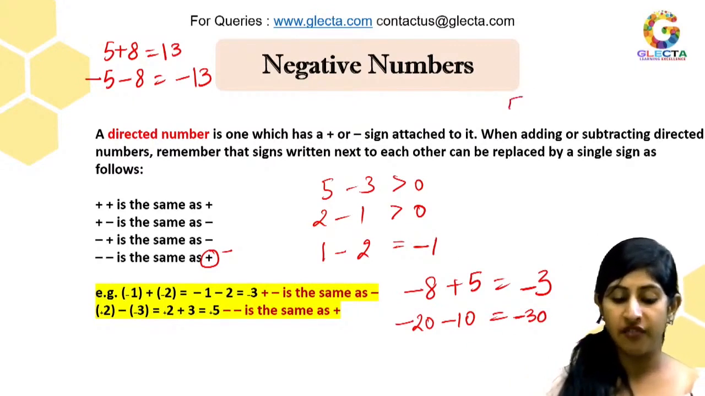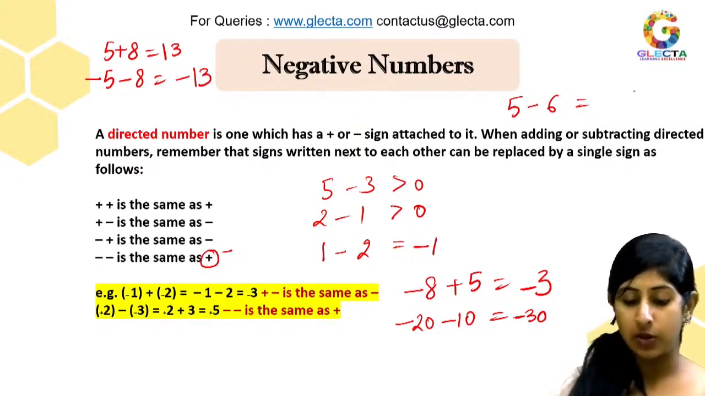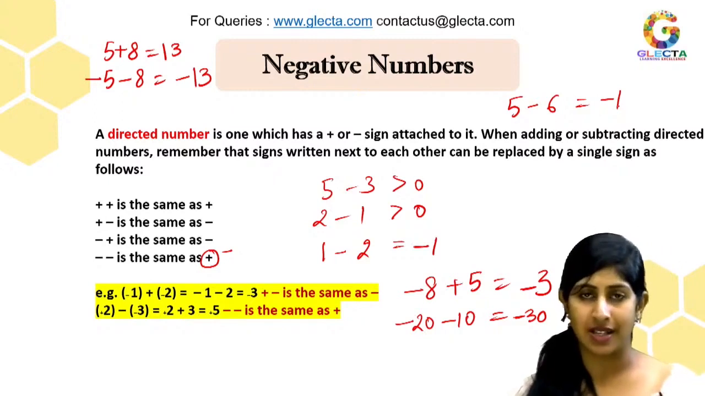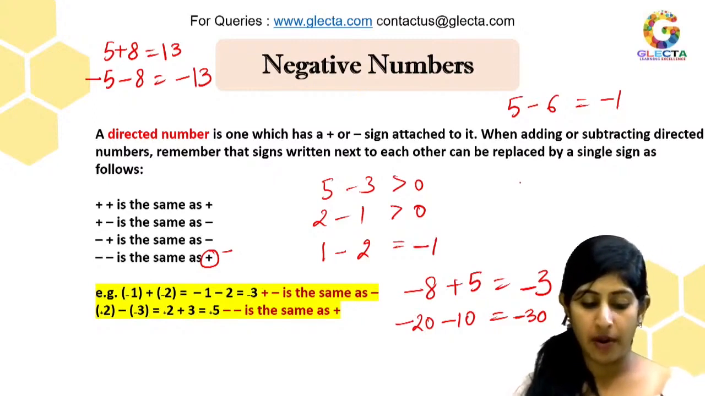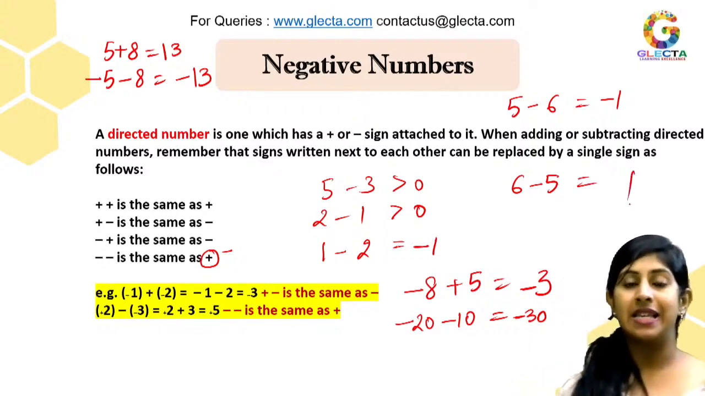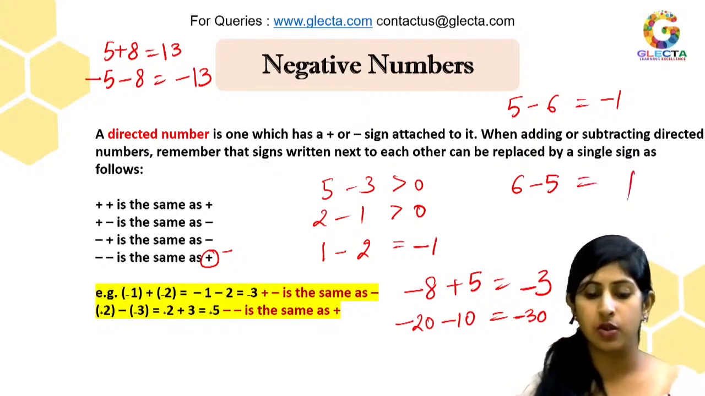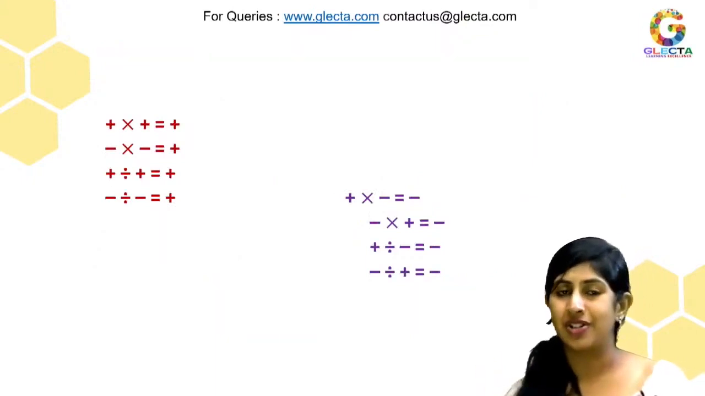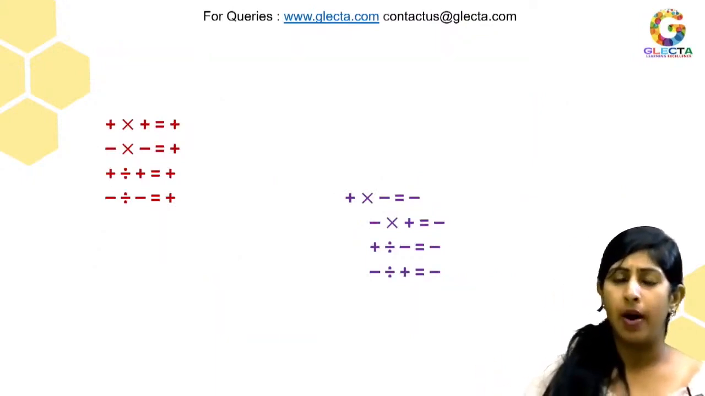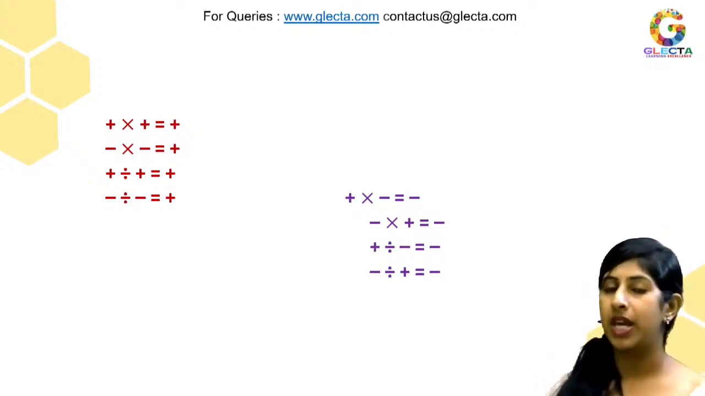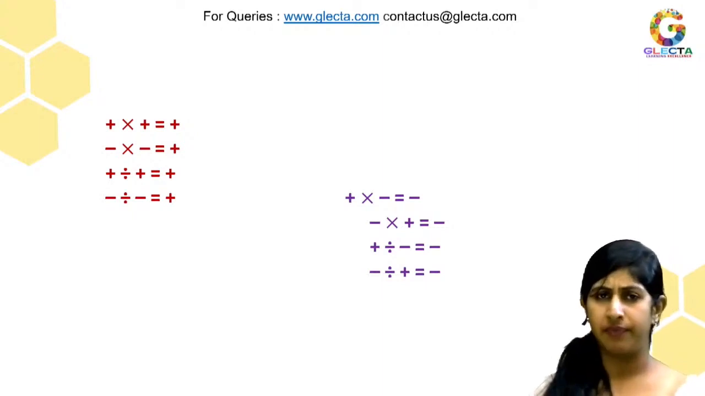What if I'm calculating 5 minus 6? The difference between 5 and 6 is 1. And since there is a negative sign with the larger number, that is 6, the answer is minus 1. What if I'm calculating 6 minus 5? Obviously the difference is 1 and 6 is my positive number, right? So this gives me 1. Those were the rules for addition and subtraction. Let me tell you about the rules of multiplying or dividing two positive numbers, or two negative numbers, or one positive, one negative.